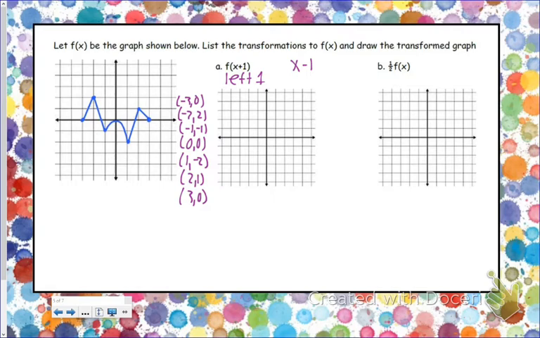To graph this, literally what I'm doing when I shift it left is subtracting 1 from my x-coordinate. So negative 3, 0 becomes negative 4, 0. Negative 2, 2 becomes negative 3, 2. I'm not changing the y-coordinate in any way because the only transformation here is going left 1. Negative 1, negative 1 becomes negative 2, negative 1. 0, 0 becomes negative 1, 0. 1, negative 2 becomes 0, negative 2. 2, 1 becomes 1, 1, and 3, 0 becomes 2, 0. Connect my dots.